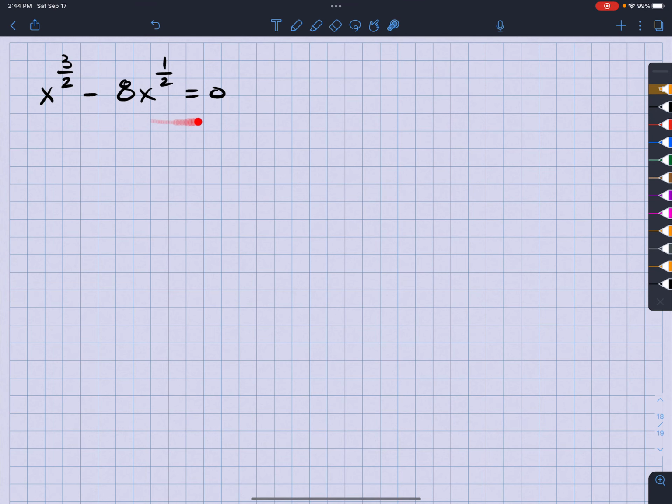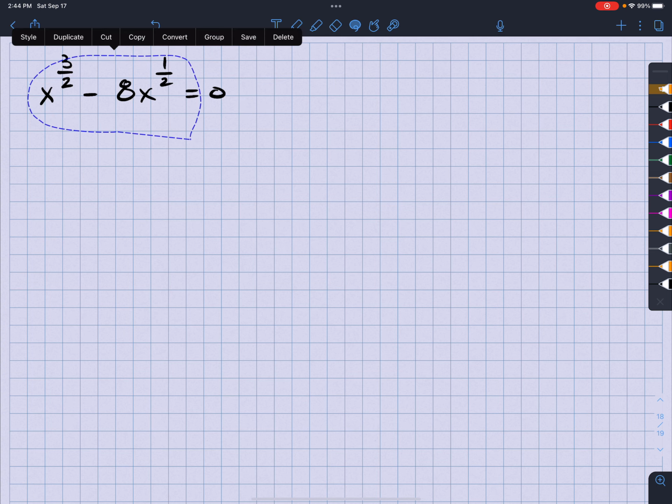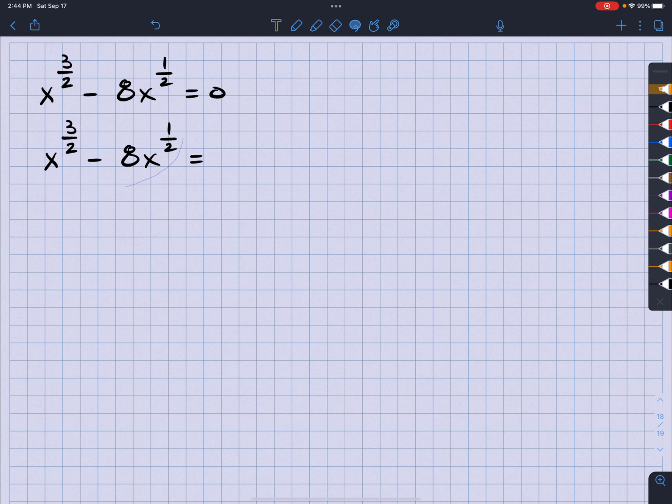So here I have an equation with rational exponents, right? Just like radical equations, what I want to do is isolate one of these. It doesn't really matter which one. I'm going to move this piece over. In that case, it's going to be a positive, and what I have now is something like this. If I add it over to the other side, this is what I have.